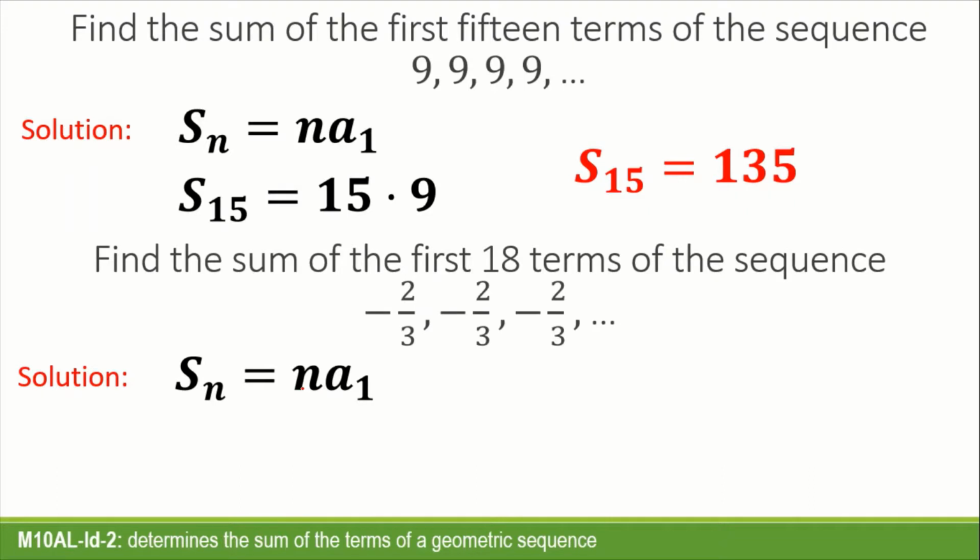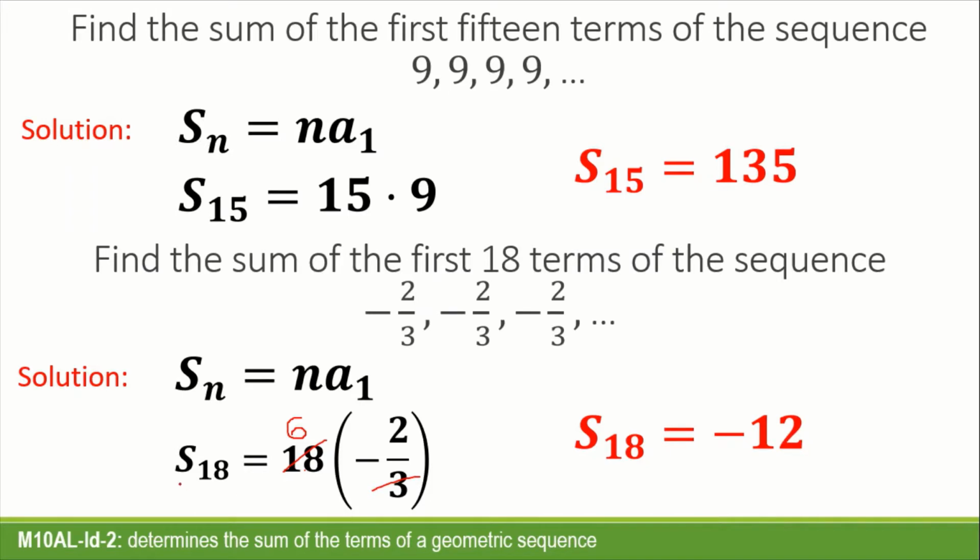Ang n natin ay 18 kasi sum of the first 18 terms. At ang first term natin ay negative 2/3. Now, we multiply 18 times negative 2/3. Pwede rin naman kayong mag-cancellation dito, no? So, 18 tsaka 3. So, 18 divided by 3. Pwede to, no? And that is 6. So, ang naiwan na lang ay 6 times negative 2. Therefore, the sum of the first 18 terms is negative 12.